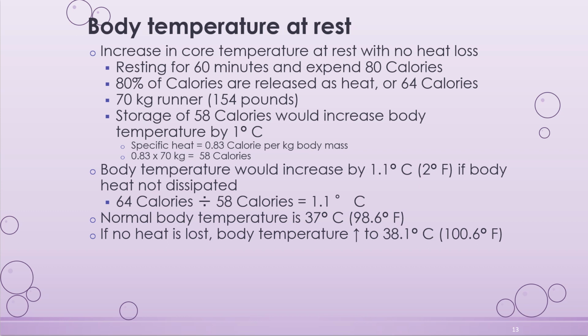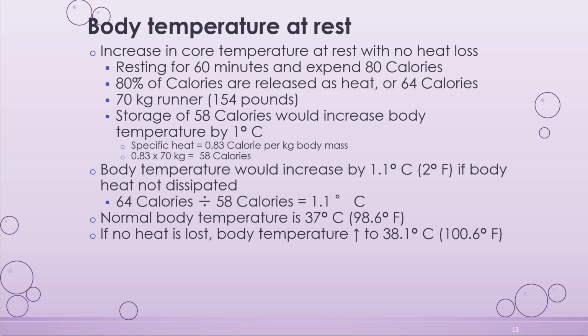An increase in core temperature at rest with no heat loss. This is when you're resting for 60 minutes and you expend 80 calories. 80% of those calories are released as heat, or 64 calories. So if you have a 70 kilogram runner, who's about 154 pounds, then a storage of 58 calories would increase body temperature by 1 degree Celsius.